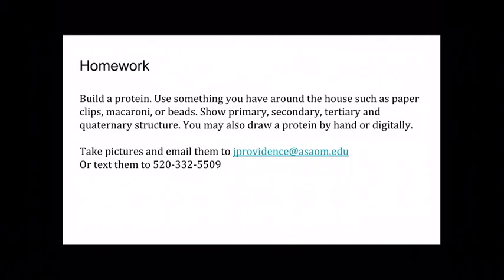And even if for quaternary structure you say, well, if I had 3 of these that you can see the tertiary structure in, and I put them together, that would be the quaternary structure. If that doesn't work well for you to physically put together something like that and take pictures of it, you certainly could draw it by hand or draw it digitally and show me those layers of structure in a protein. Then you can take pictures of that and email it to me or text it to me, and that is your homework for this section.